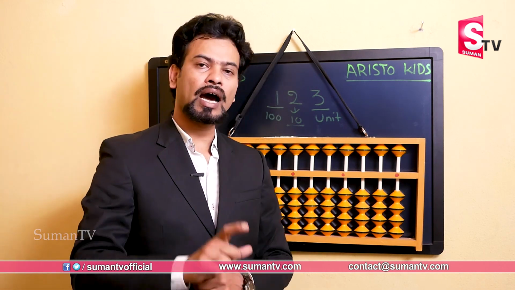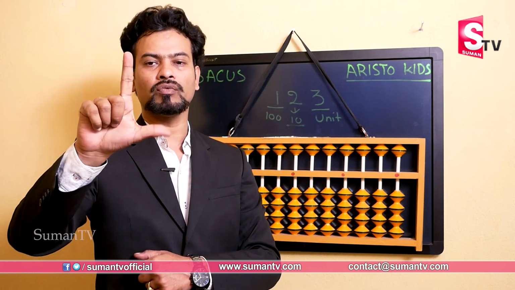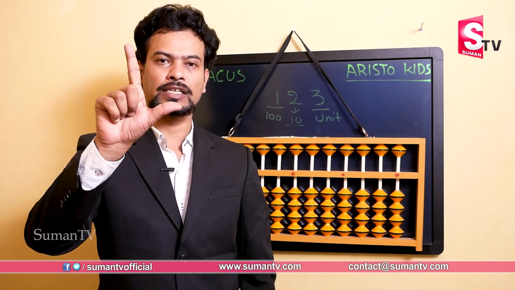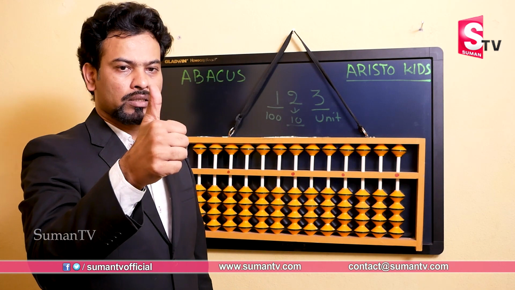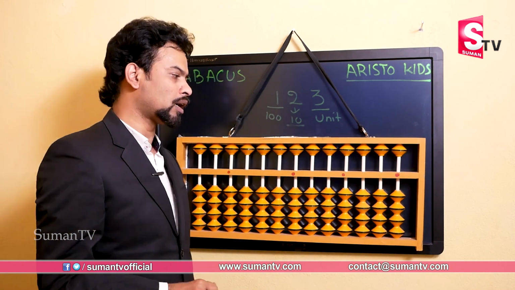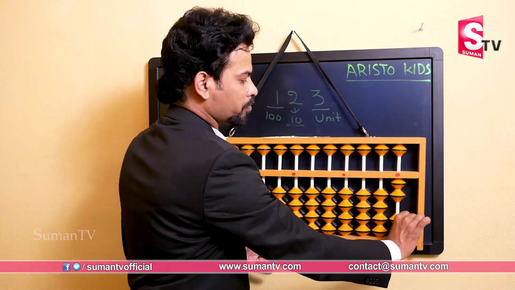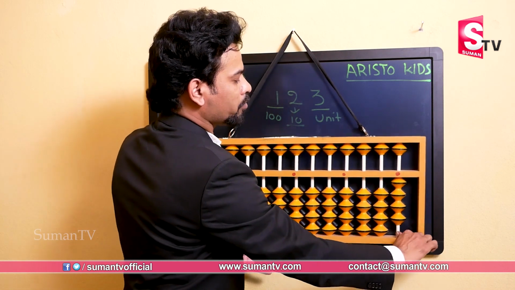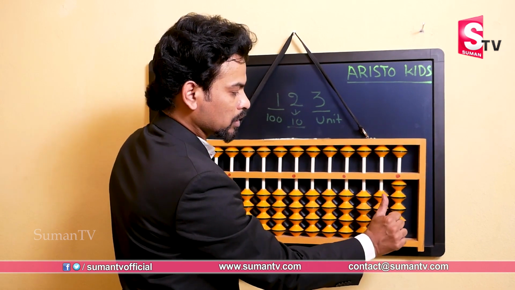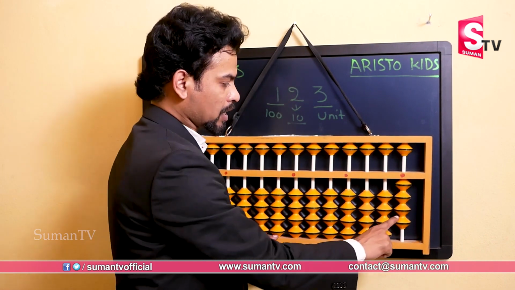Now let's see. We are using only two fingers, either in the right hand or in the left hand. One is the thumb and one is the index finger. Now let's see what is the use of this thumb. We will use this thumb only to make the lower beads go up. To make the lower beads go down, we will use the index finger like this.